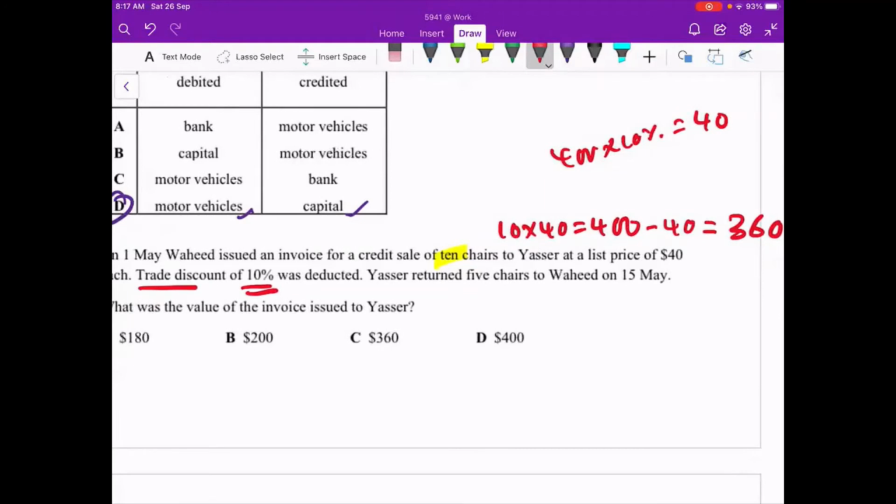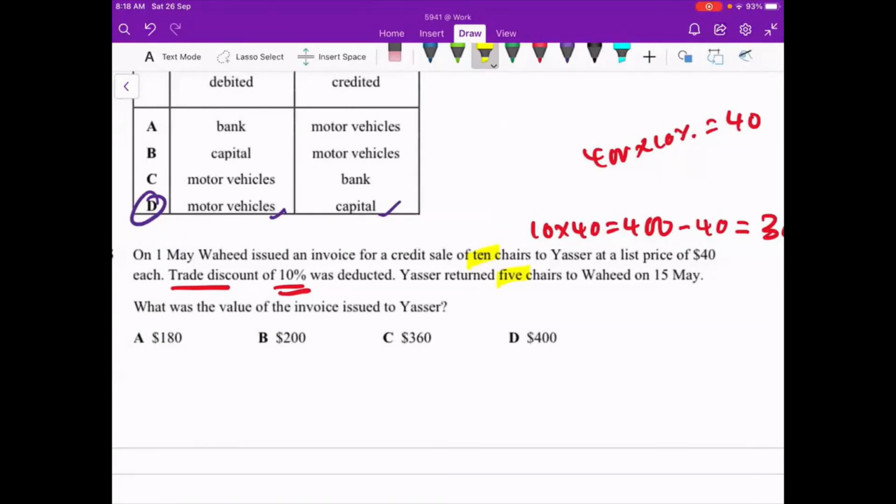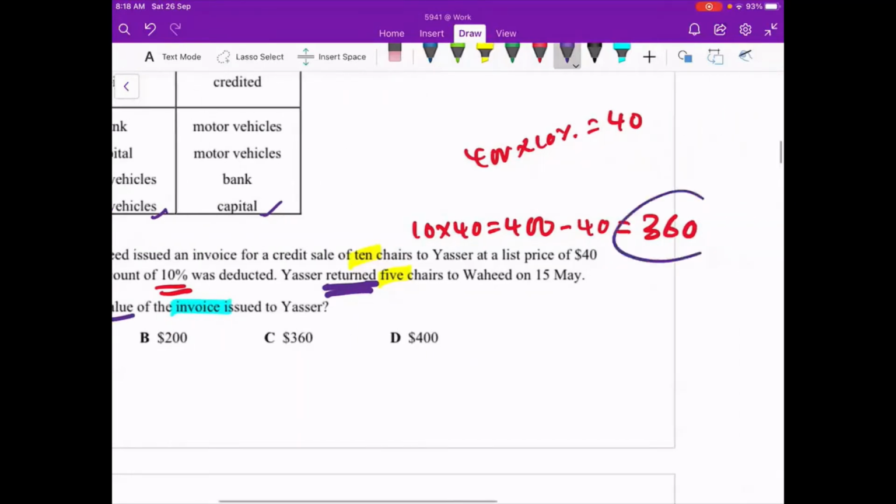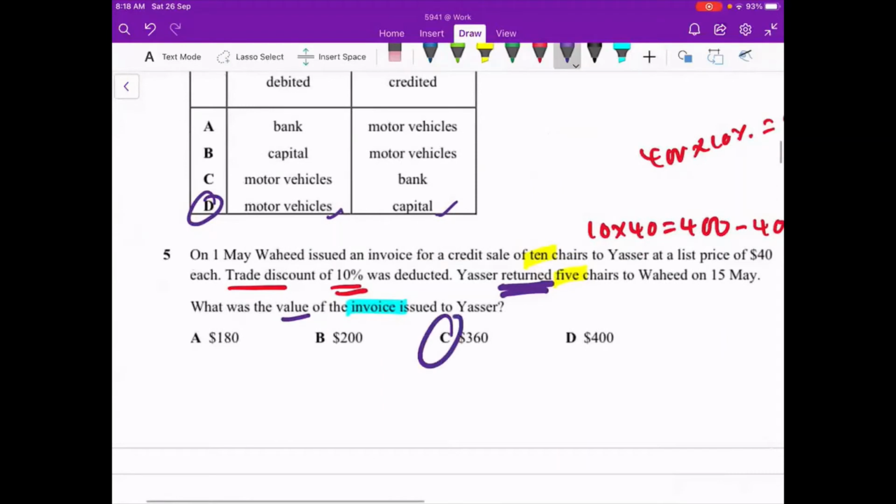Yasir returned 5 chairs to Wahid. So now we will minus the 5 chairs from there. But what is the question asking? The question asks, what was the value of the invoice? If they want the invoice, do you include the return? No. The return will be included in a statement of account, in a credit note, or a debit note. But in an invoice, the original purchase items will be included before the return. So the value of the invoice is 360. So answer is C.